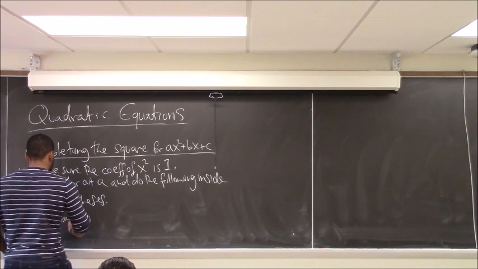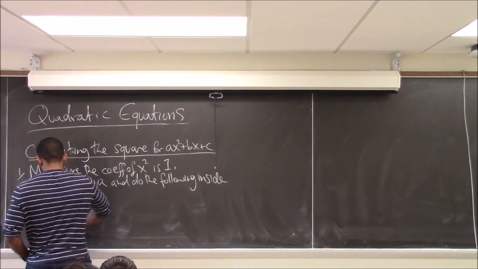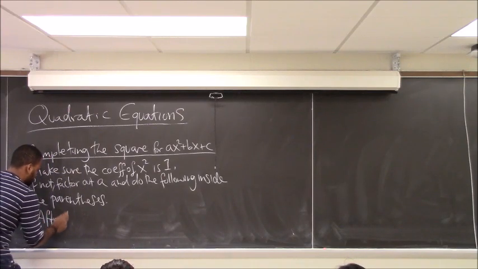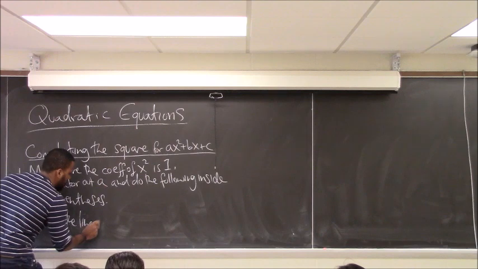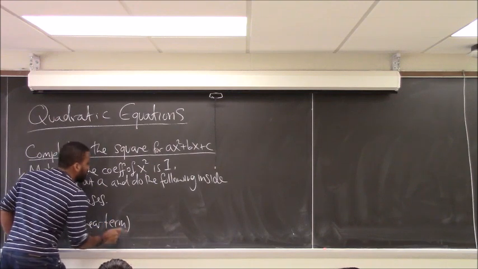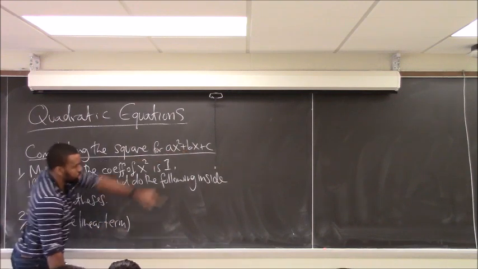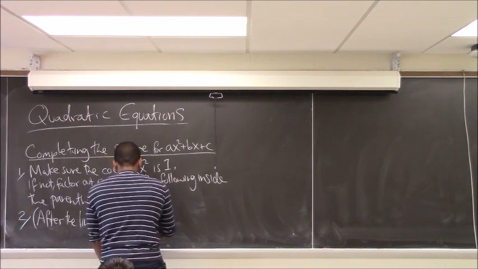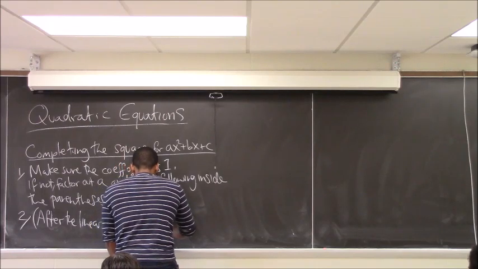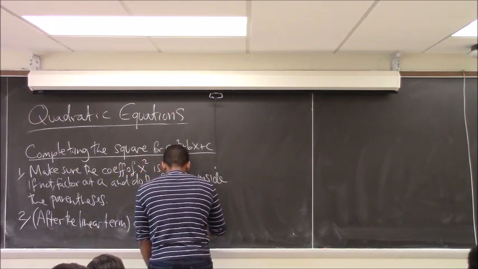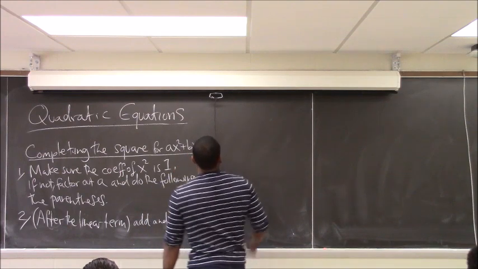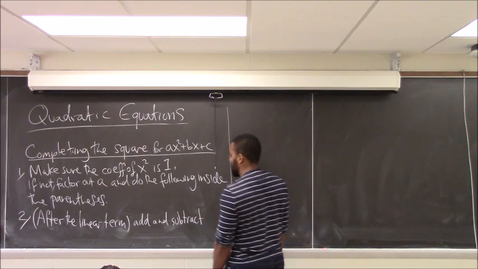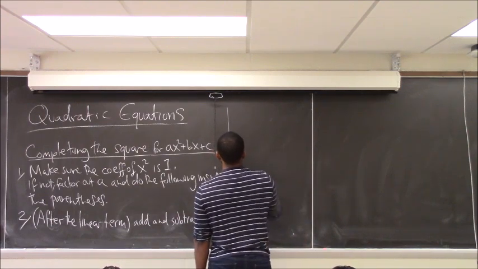Step 2. You're going to add and subtract something after the linear term. The linear term is the bx term. We usually call that the linear term because it has bx to the first power. You're going to add and subtract something at the same time. That way you're adding 0, you're not changing the value, you're just going to make this thing convenient. You're going to add and subtract the following.